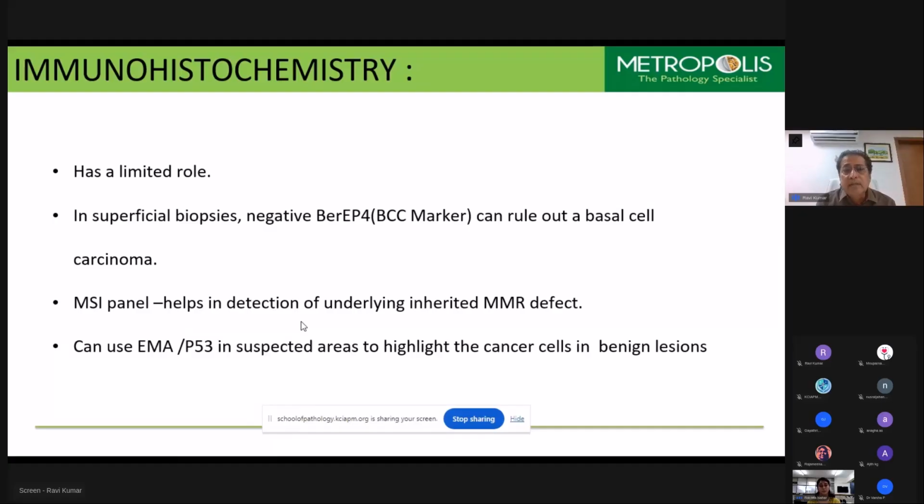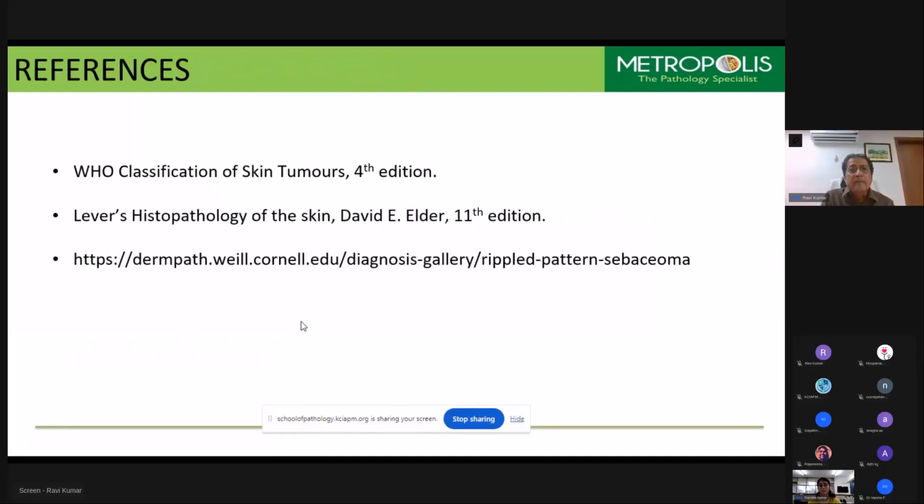Of course, in all these, if it is multiple, you must do the MSI panel, that is microsatellite instability, for all the lesions. That's to make sure that there is no MMR defect. Number one. Number two, rarely you can use, as I said earlier, EMA or P53 in suspected cases to highlight cancer cells in a benign lesion. Okay, so these are the references I have taken.